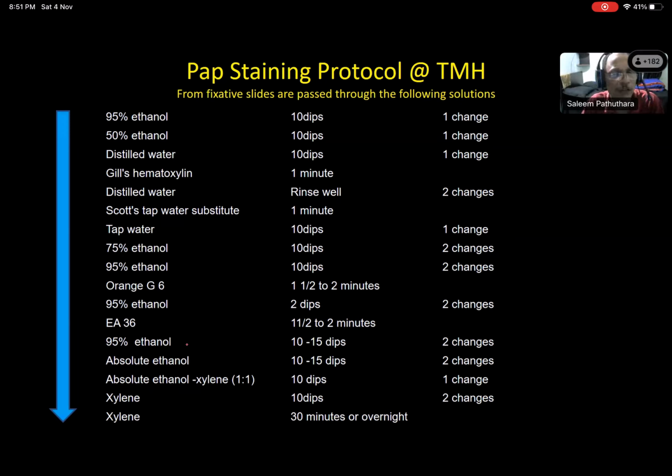Then EA36 is kept for 1.5 to 2 minutes, followed by washing in 95% ethanol for 2 changes, 10 dips each. And then we go for dehydration in absolute ethanol for 2 changes, and then a mixture of absolute ethanol and xylene 1:1, 10 dips, followed by clearing in xylene. Then, overnight or after 30 minutes, we can mount the smears.